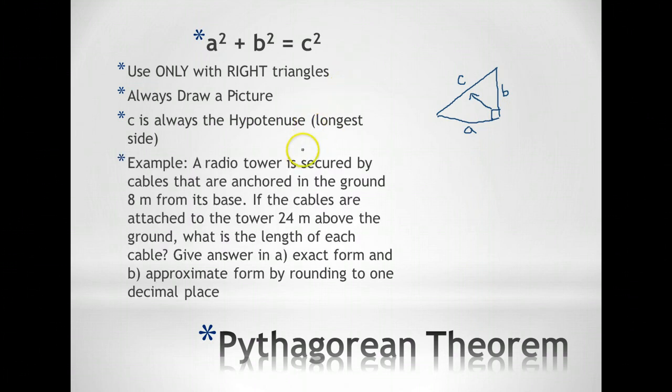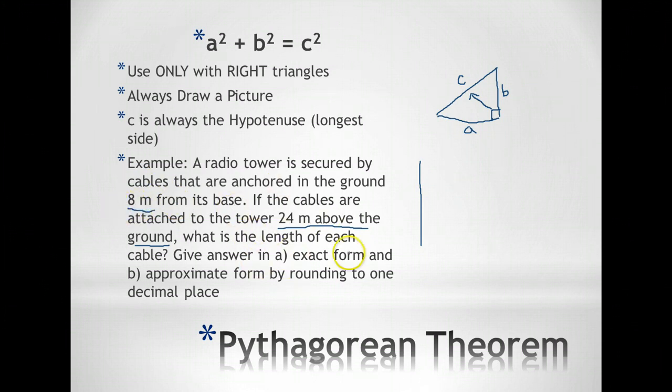So for example, I have a radio tower. It's secured by cables that are anchored in the ground 8 meters from its base. If the cables are attached to the tower 24 meters above the ground, what is the length of each cable? So I have a radio tower. Here's my tower. It's 8 meters from the base is where they anchor.